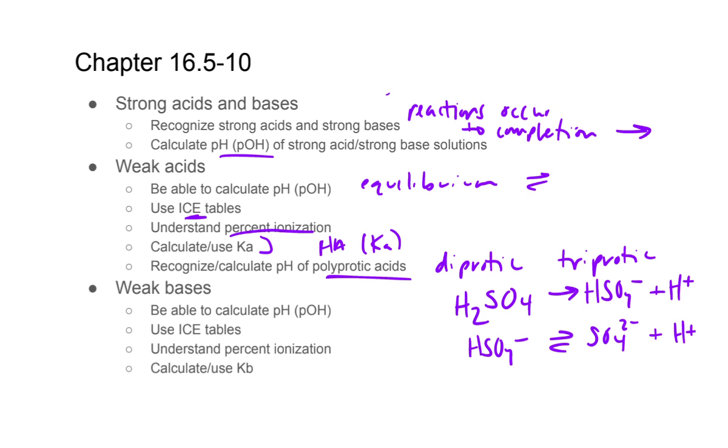Okay. Weak bases, very similar types of things. We talked about recognizing some of the weak bases. Those like NH3 or CH3NH2, those are some common weak bases, the conjugate bases of weak acids. Okay. So, questions on this type of material. So our strong acids, strong bases, weak acids, weak bases.